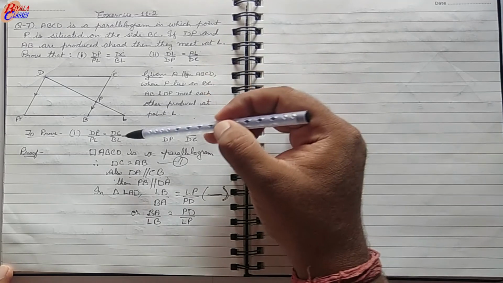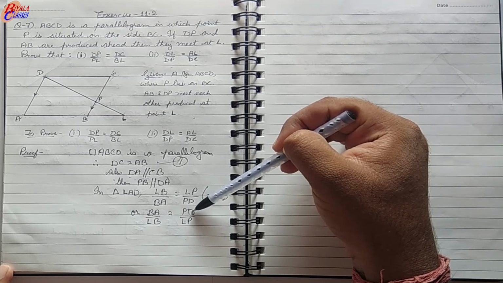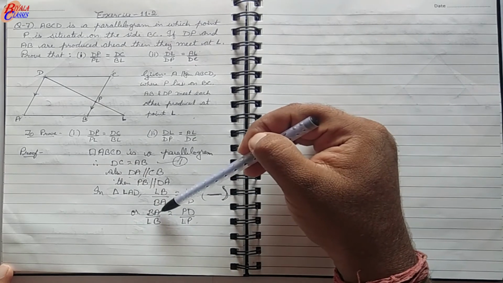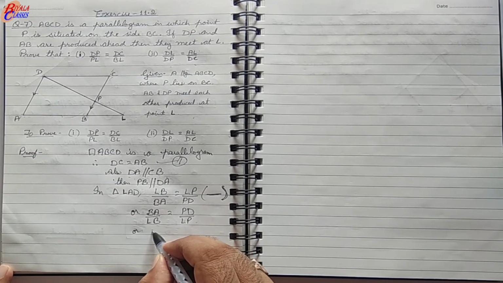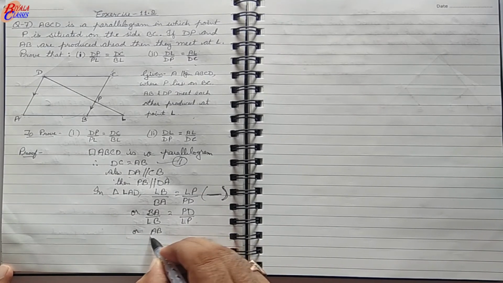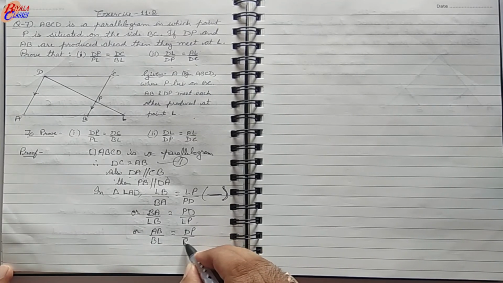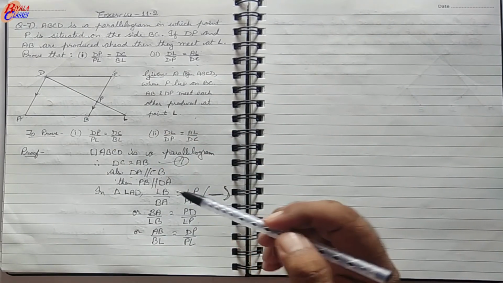Now just see the first result what you need to prove. You need to prove DP upon PL, so you have here DP upon PL, but it should be equal to DC upon BL, whereas here you have BA upon BL. Let me just rewrite it so that it comes into the form of the result which we need to prove. BA, let me write it as AB. LB, let me write it as BL. PD, let it be written as DP, and LP, let it be written as PL. Now I think it will be easy for you to compare so that you don't get confused.